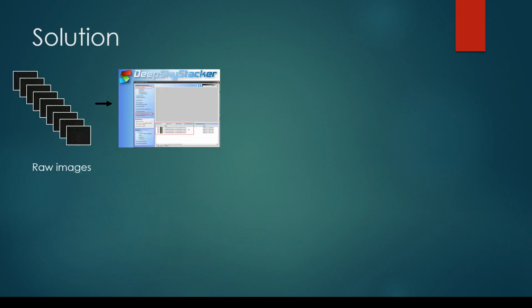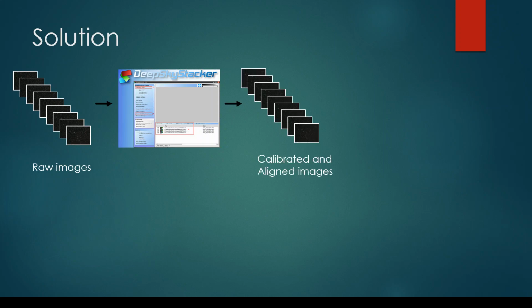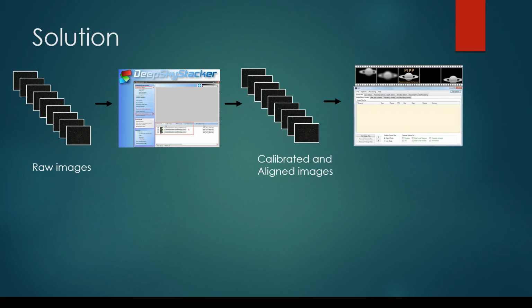Now, in principle, what we're doing is we have the raw images. We use Deep Sky Stacker to produce a set of calibrated and aligned, and as we said, debayered also if you have a color camera, images. Then we take these aligned images and import them into PIPP, where we stretch them a little bit and produce an animation.